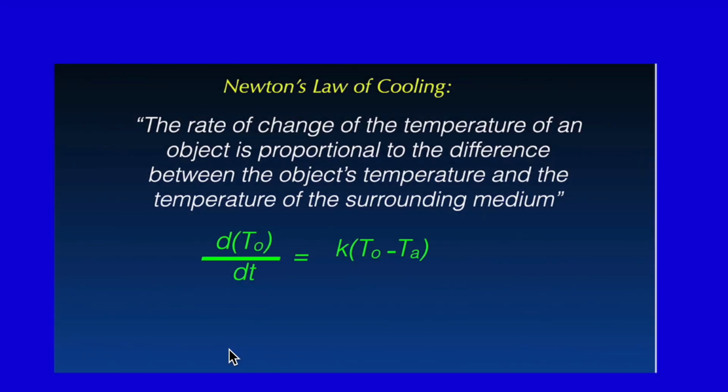Next, let's move on to Newton's law of cooling, which states that the rate of change of temperature of an object is proportional to the difference between the object's temperature and the temperature of the surrounding medium. So here, this is a direct translation of these words into this equation. The rate of change of the object's temperature, that's right here, d temperature of the object with respect to time, is the equal sign, directly proportional, there's a k, to the difference between the temperature of the object and the ambient temperature, which is another way of saying the surrounding medium.